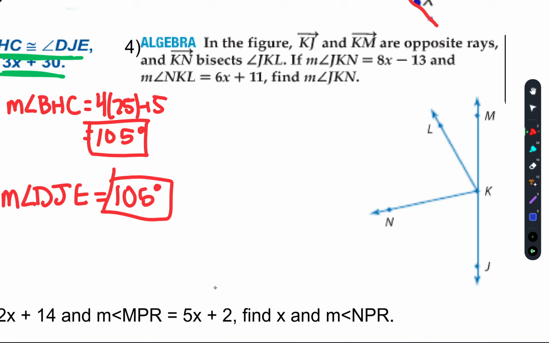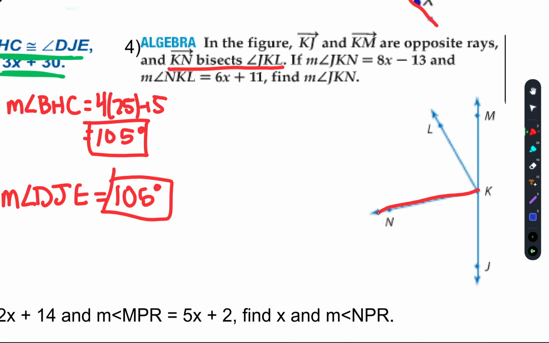In the figure, KJ and KM are opposite rays, and KN bisects angle JKL. What does that mean? What the heck does that tell me about this diagram here? Any ideas? How about this part right here? What does KN bisects JKL? What does that mean? Casper? Yeah, it splits it exactly in half.